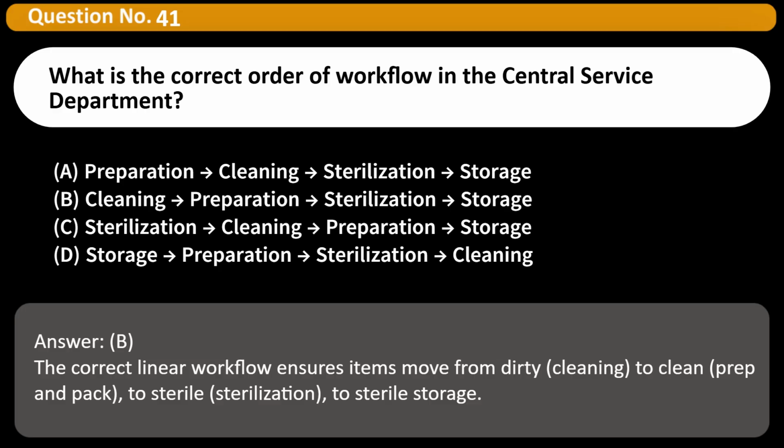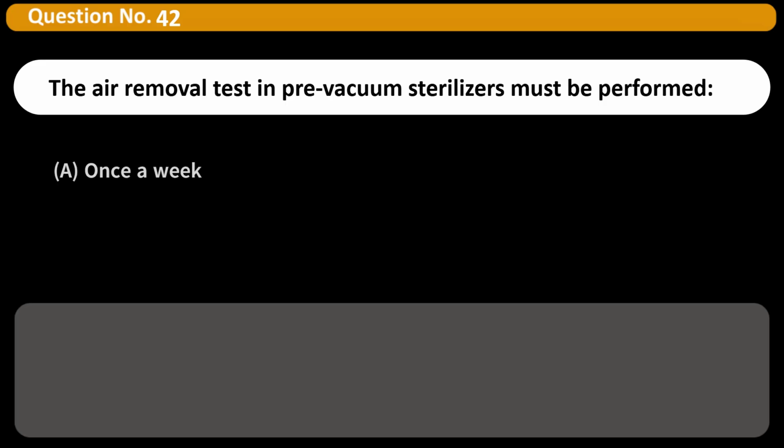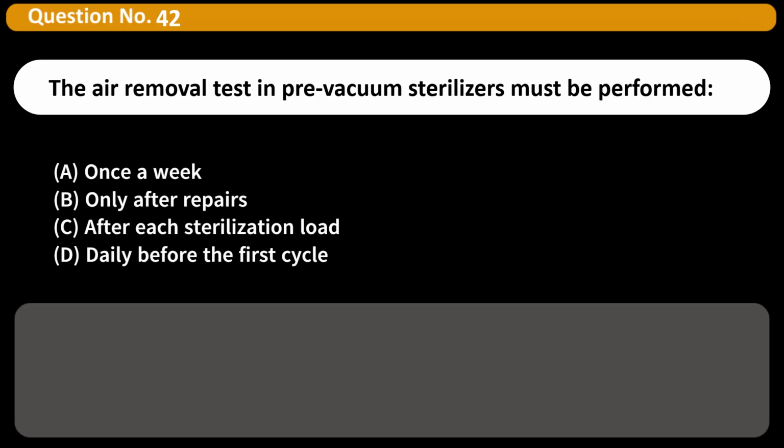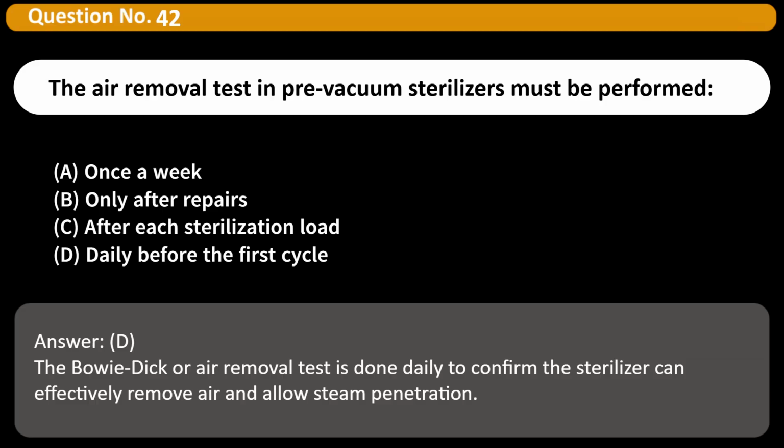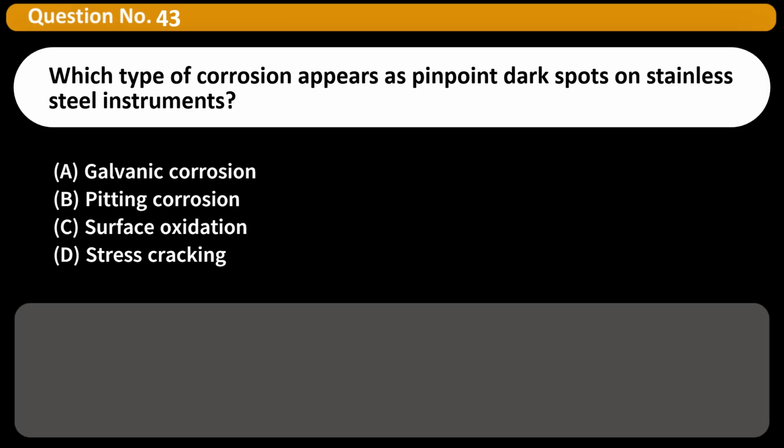The air removal test in pre-vacuum sterilizers must be performed: A. Once a week. B. Only after repairs. C. After each sterilization load. D. Daily before the first cycle. Answer D. The Bowie Dick or air removal test is done daily to confirm the sterilizer can effectively remove air and allow steam penetration.